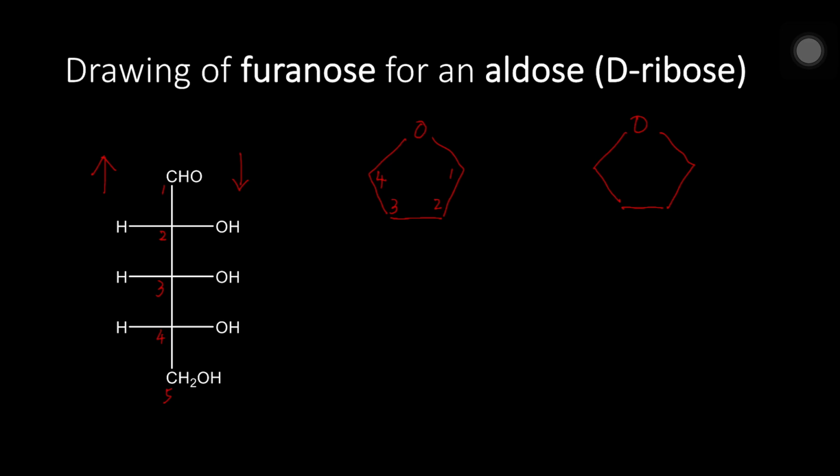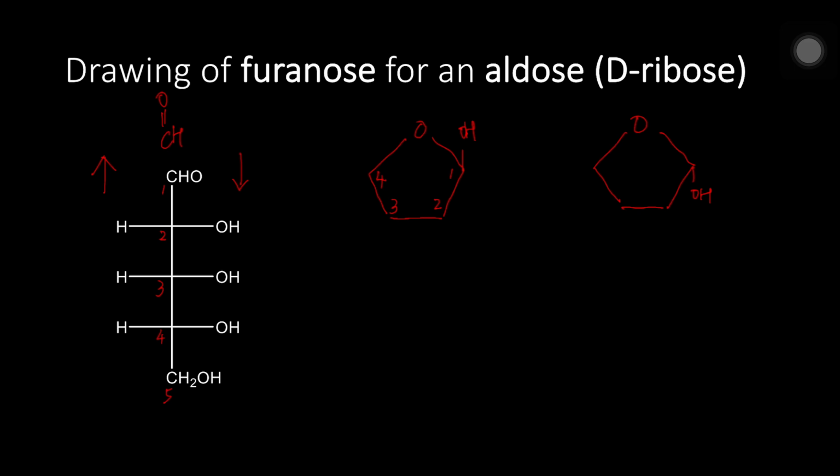Let's start with carbon number 1. Carbon number 1 is a carbonyl carbon. So when this straight chain, open chain sugar forms cyclic sugar, the carbon double bond O will be converted to carbon single bond OH. It can be either up or down. This is why you have a pair of anomers.